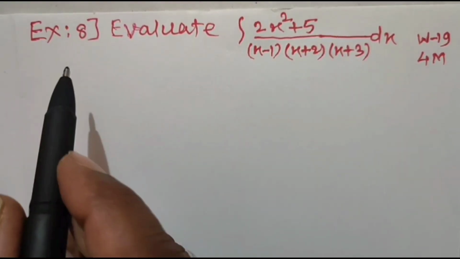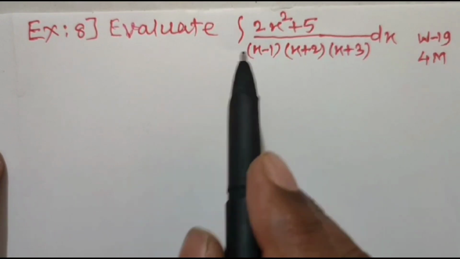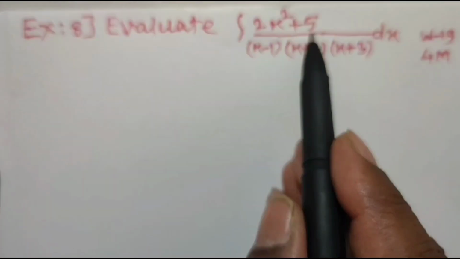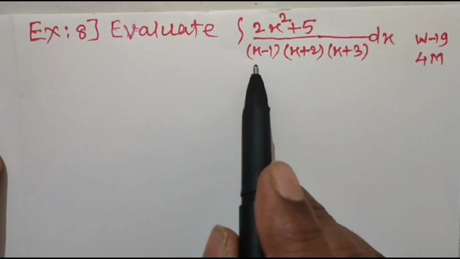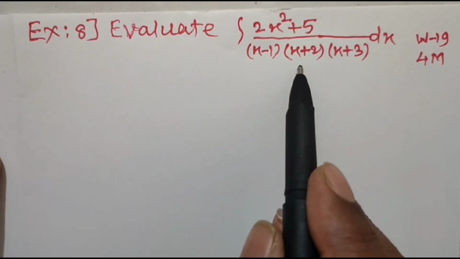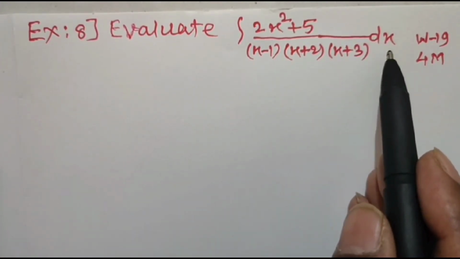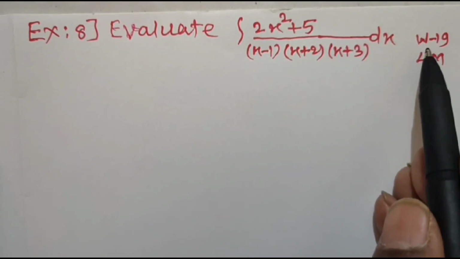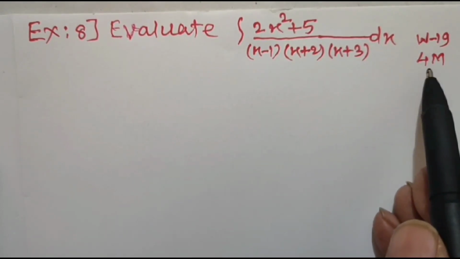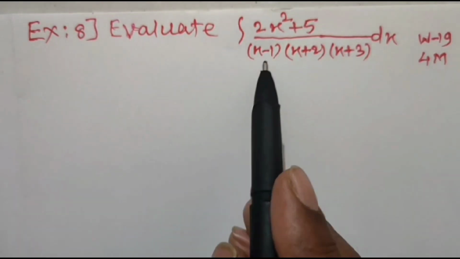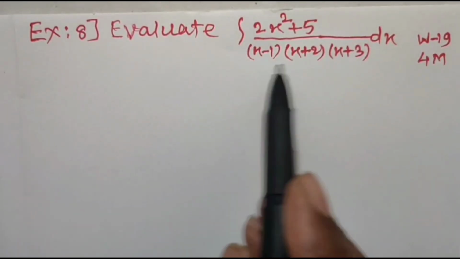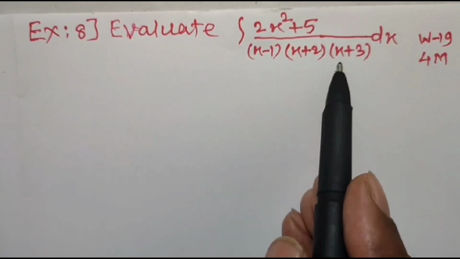Let us solve example number 8. Evaluate integral of 2x square plus 5 divided by first factor x minus 1, second factor x plus 2, third factor x plus 3, integral with respect to x, and this sum appeared in winter 2019 for 4 marks. In the denominator, all these three factors are linear factors or linear polynomials.